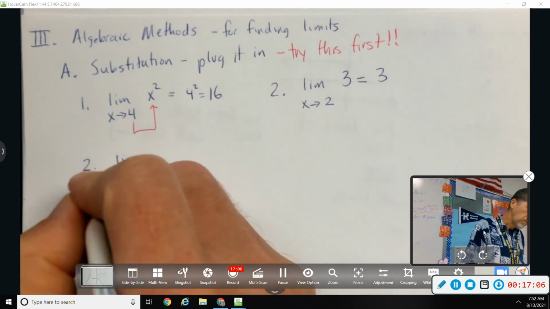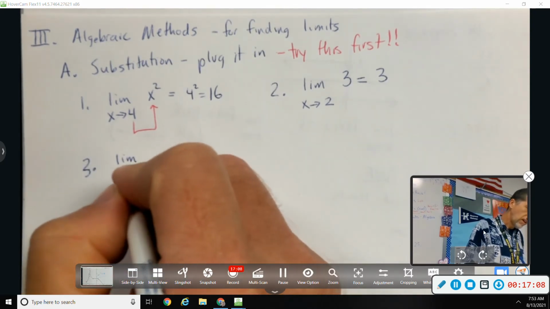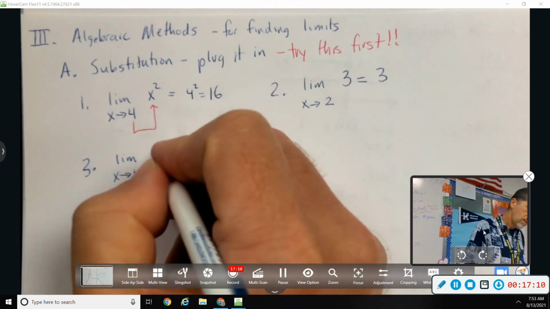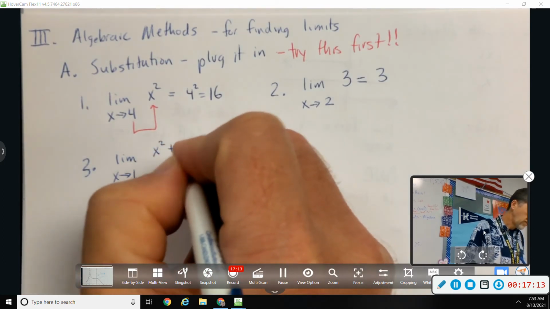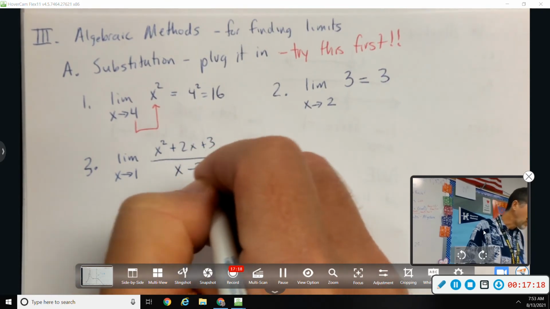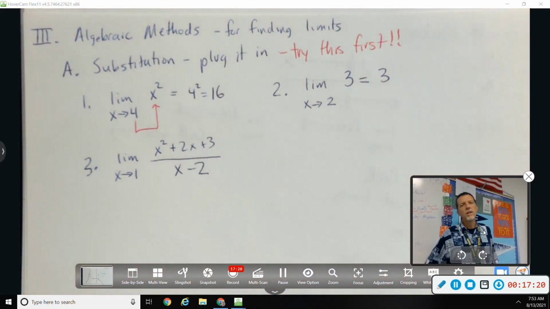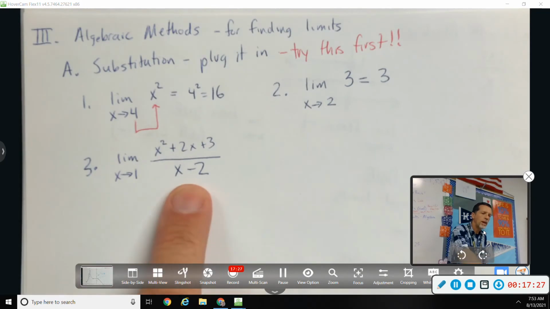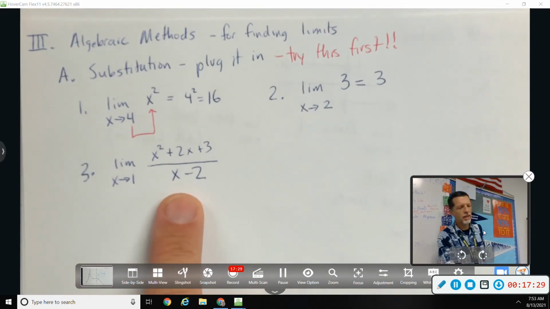Oops, this would be number 3. Limit as x approaches 1 of x squared plus 2x plus 3 all over x minus 2. Okay, well that's a jump in difficulty because I don't know what that graph looks like. I do know there's a problem on that graph. So do you remember from your pre-cal days what the problem with this graph would be? Like what x value would create a problem for this graph? 2. So at 2, something weird is going on.